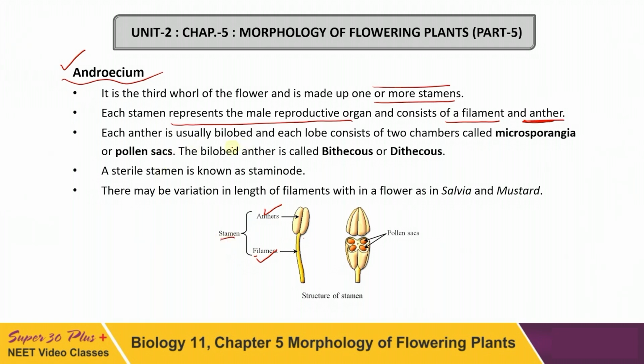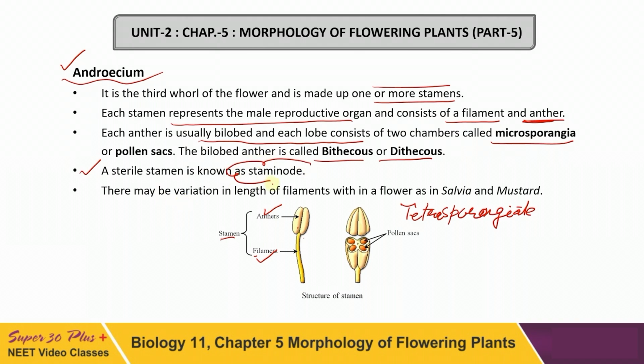You see, anther usually is bilobed in most plants, and it consists of what? Microsporangia. Each lobe has 2 microsporangia. Because the 2 lobes are there, it will be known as bithecous or dithecous, and as in each lobe there are 2 microsporangia, the anther is called tetrasporangiate. Sometimes in some plants the stamen is sterile, that is known as staminode, an important term.